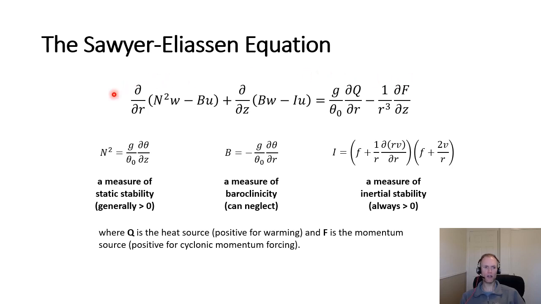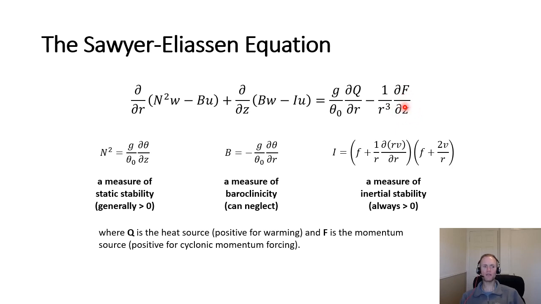The first thing to note is that there's no partial derivative with respect to time anywhere here in this equation. That means we cannot use it to make a prediction. We can only use it to diagnose what is happening. In particular, we're diagnosing the vertical velocity and the radial velocity, so the up-down and in-out components of the velocity, as a function of heat forcing, Q, and in particular how it varies in the radial or in-out direction, and momentum forcing, F, and in particular how it varies within the vertical or up-down direction.